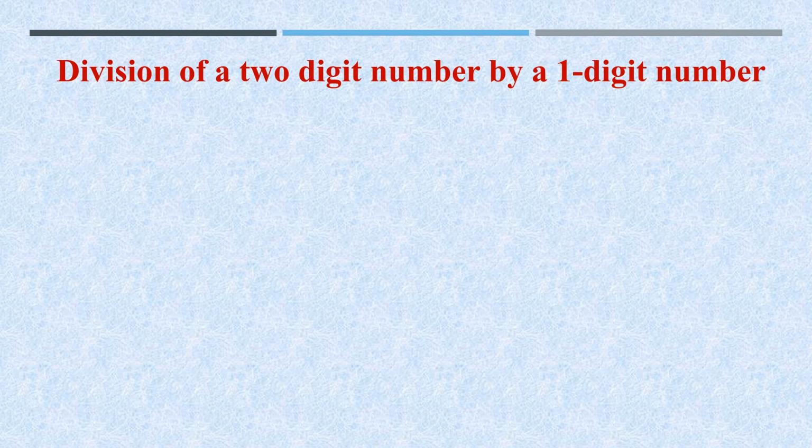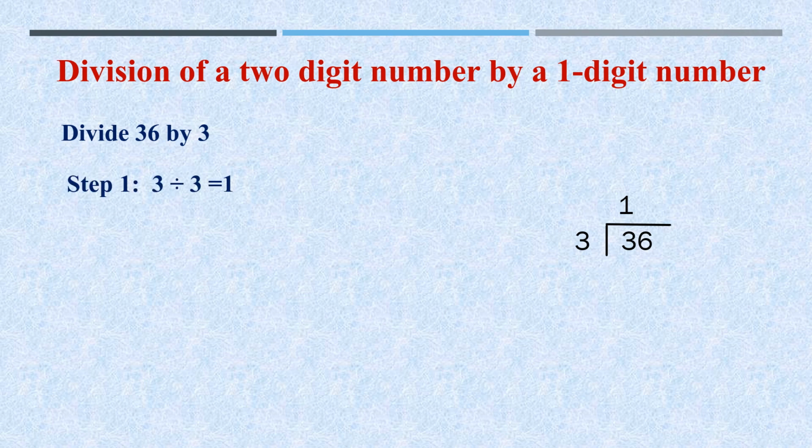Now let us learn how to divide a 2-digit number by a 1-digit number. So let us divide 36 by 3. So first let us write 36 by 3. So the first step is divide 3 by 3, that is equal to 1. So write 1 in the quotient and write 1 3s are 3 in tens place. Subtract 3 from 3. So we get 0.